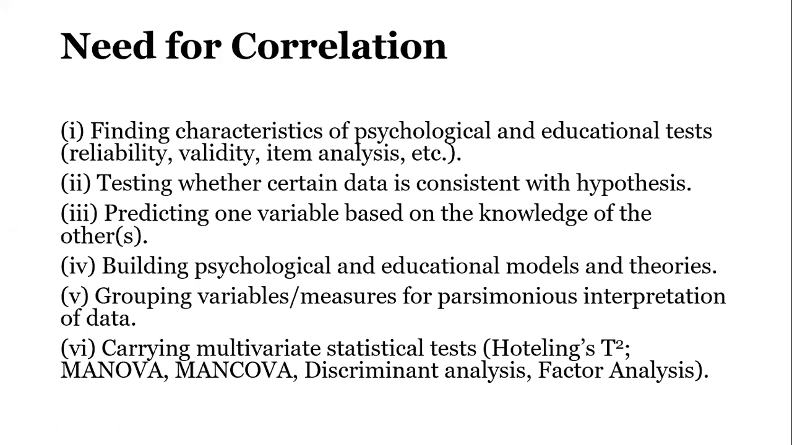And next one, grouping variables or measures for parsimonious interpretation of data. I already explained this in the first concept. While doing factor analysis, we ask 50 or more statements, but I want to develop the factors. So out of 40 statements, 10 statements may represent extroversion, or 15 statements represent another personality trait like openness, and the remaining 15 statements represent agreeableness. So that is the factor. While grouping variables based on the correlation coefficient, we need correlation.